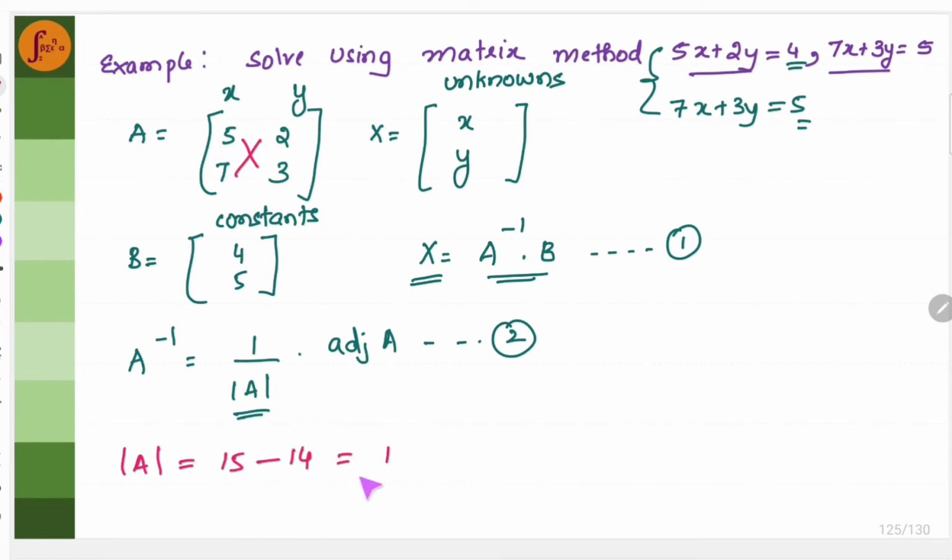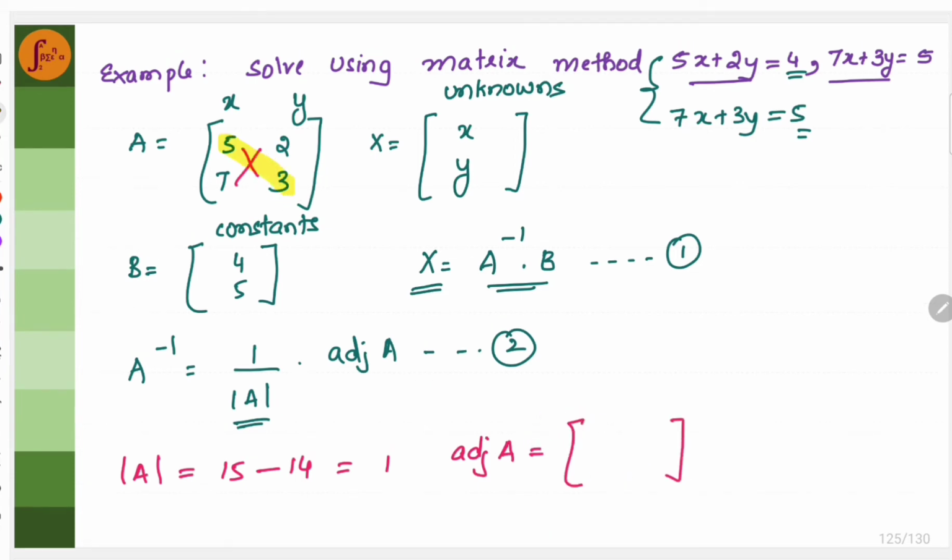So 1. This is the determinant. Now what is the adjoint of A? Since it's a 2 by 2, it's very simple. The adjoint is: swap the diagonal elements. 5 and 3 are the diagonal elements. So swap them, and you will get 3 and 5.